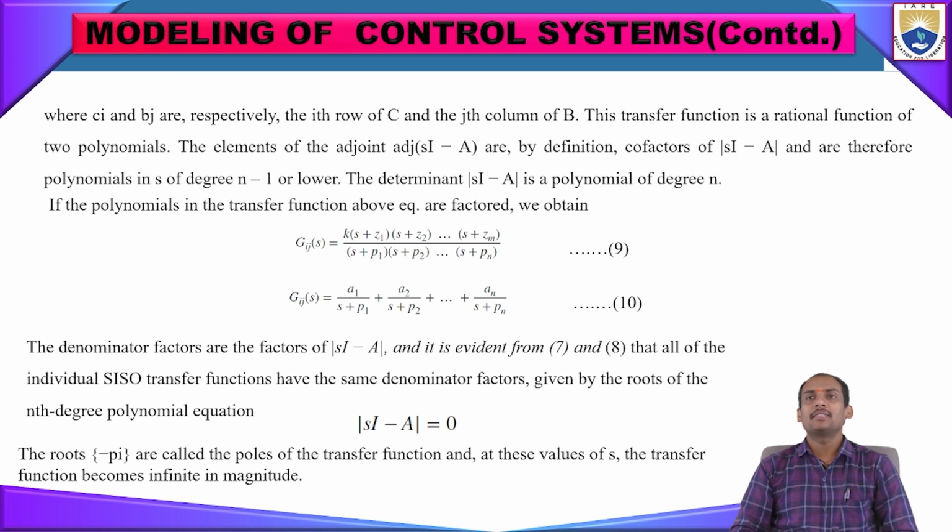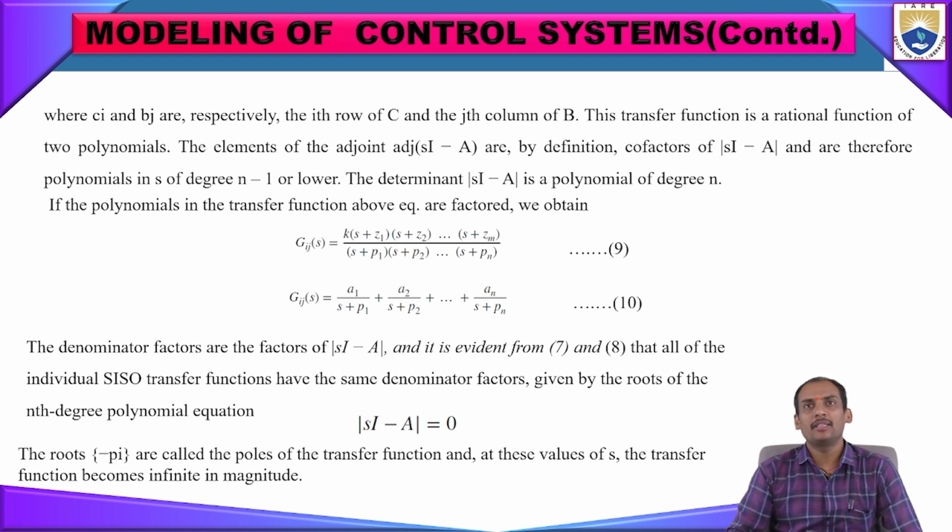So the transfer function is a rational function of two polynomials. The elements of the adjoint matrix are, by definition, the cofactors of Si minus A only, and are therefore polynomials of degree n minus 1 and lower.